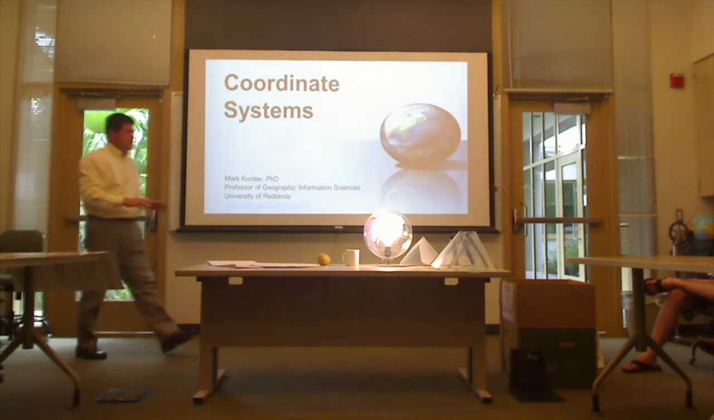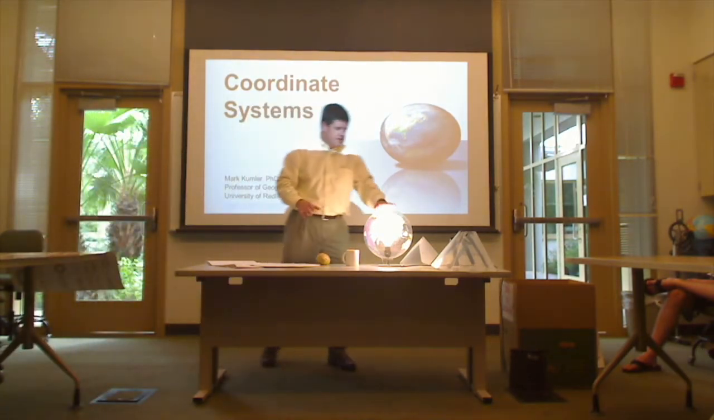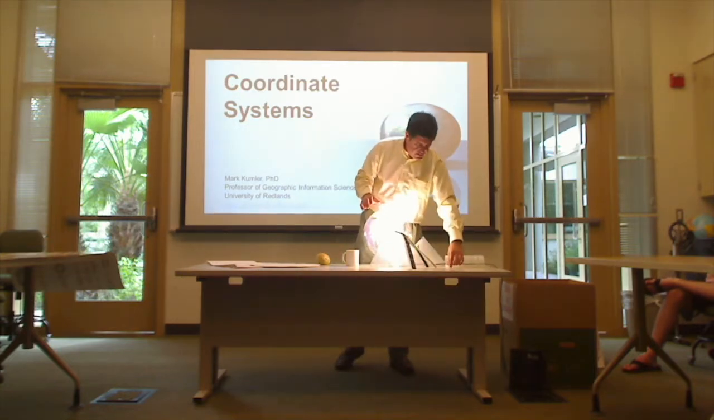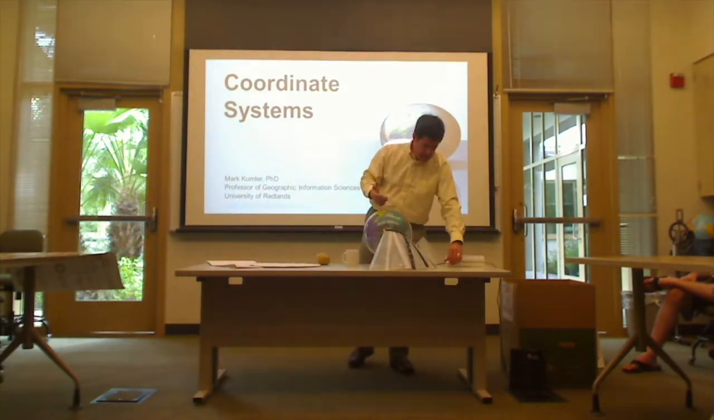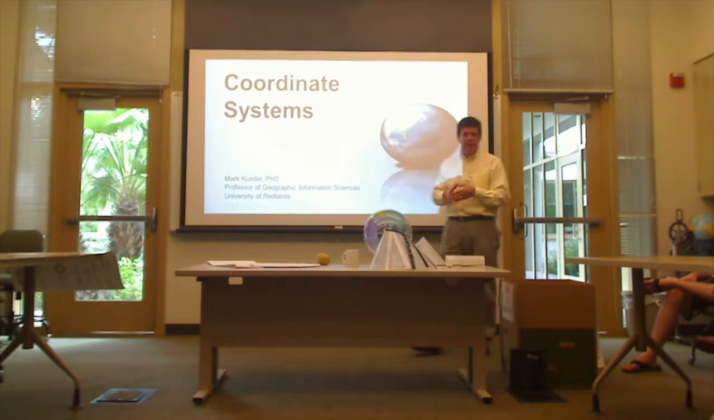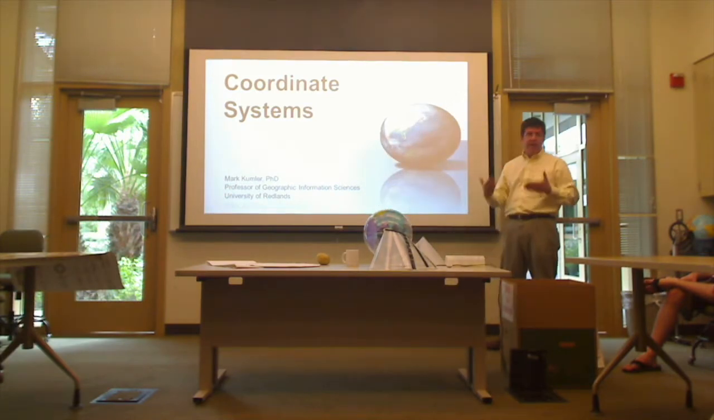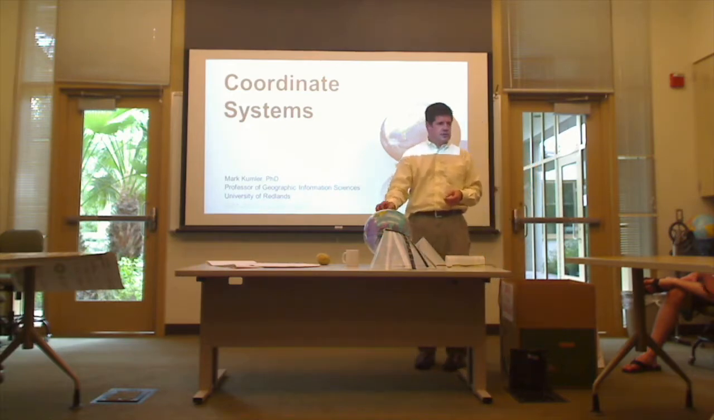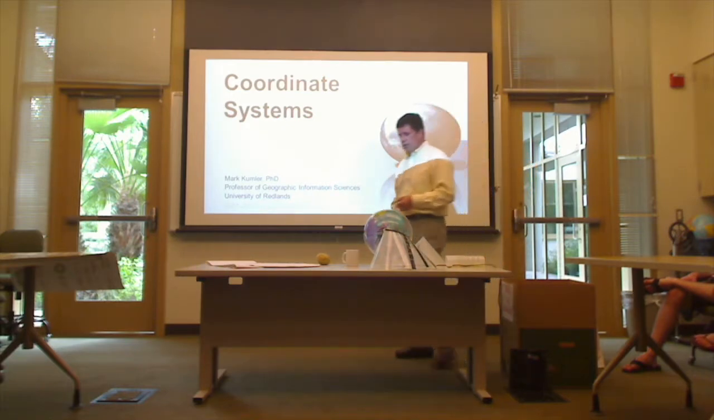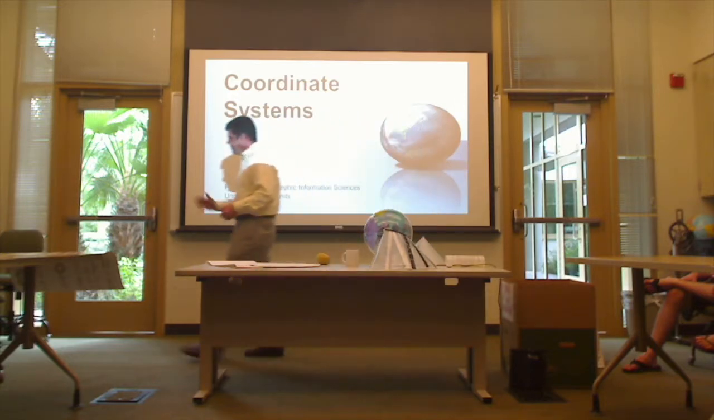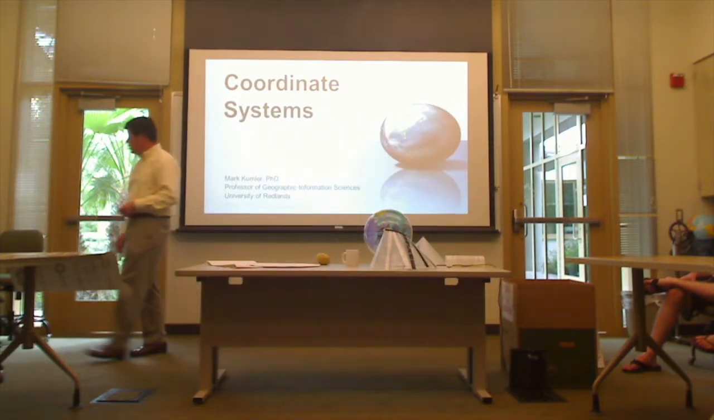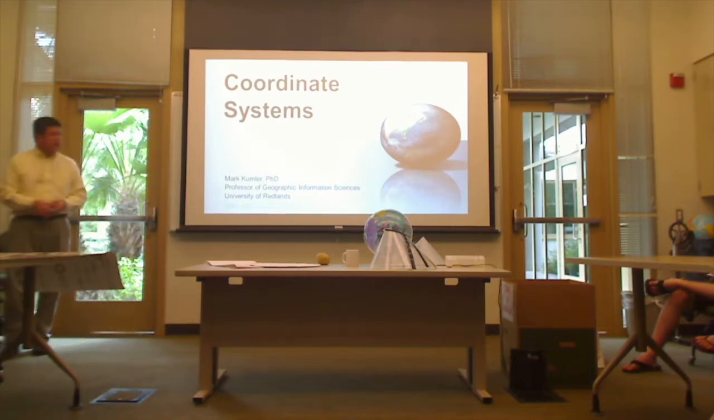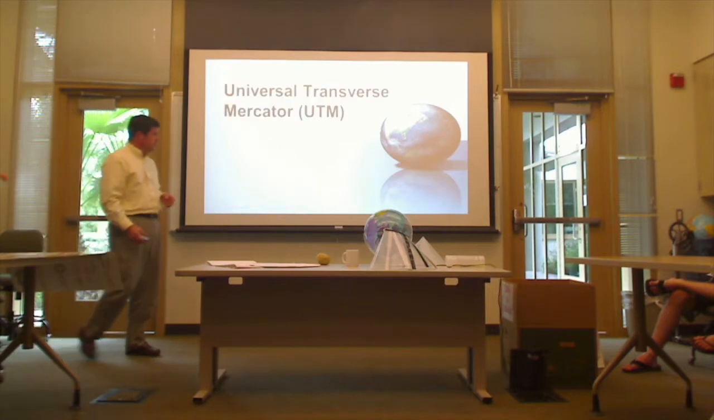That's really it, now that we've talked about projections. We'll shift to coordinate systems. So before we can come up with any sort of coordinate system, we have to flatten it out. Unless we're doing angular coordinates, like latitude and longitude, those are considered spherical coordinates. But any sort of coordinates on the plane, you have to first go through the projection.